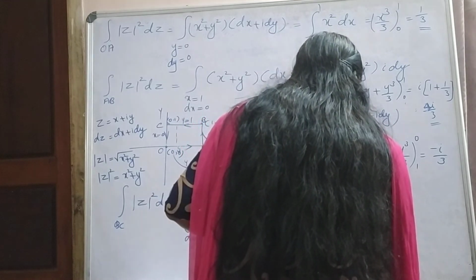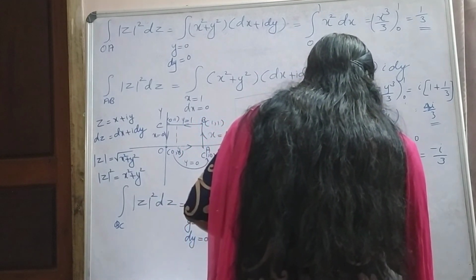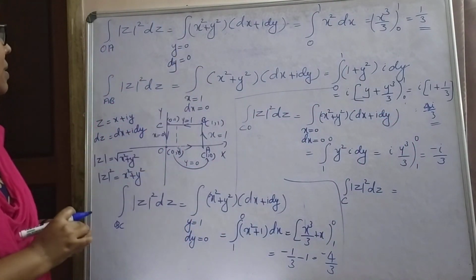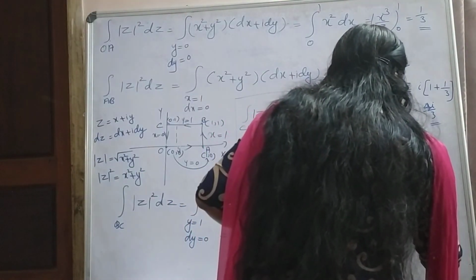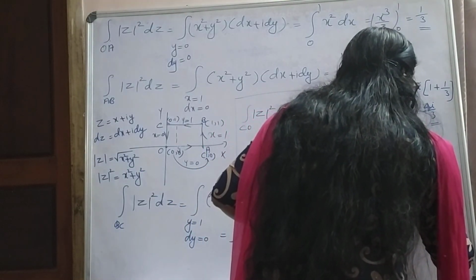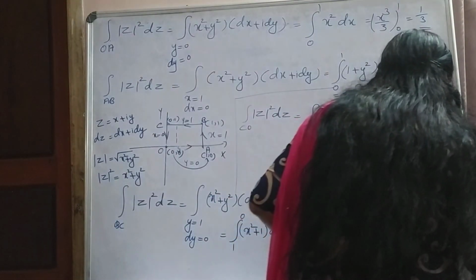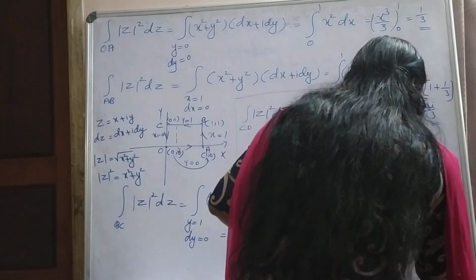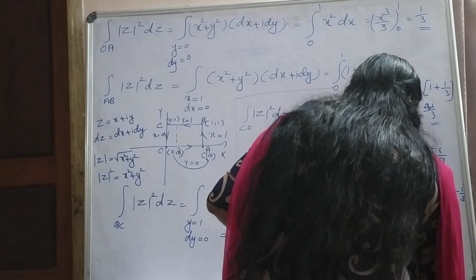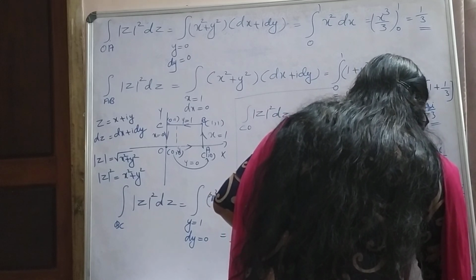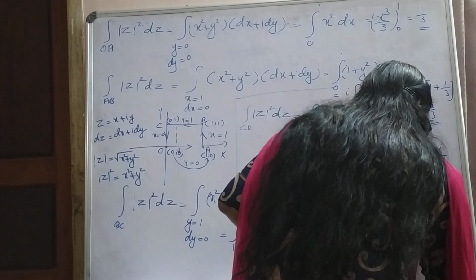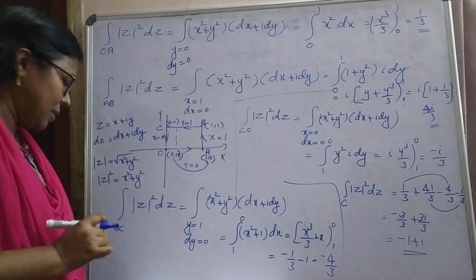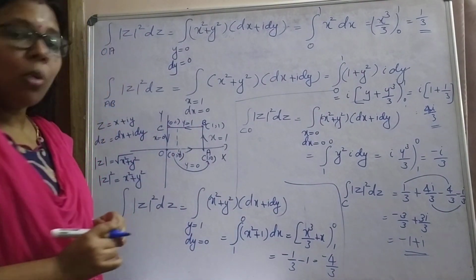Then the integral over C of |z|² dz is the summation of these four answers: 1 by 3 plus 4i by 3 minus 4 by 3 minus i by 3. These two give minus 3 by 3 and the other two give 3i by 3, which is minus 1 plus i. That is our answer: minus 1 plus i. Okay, thank you.